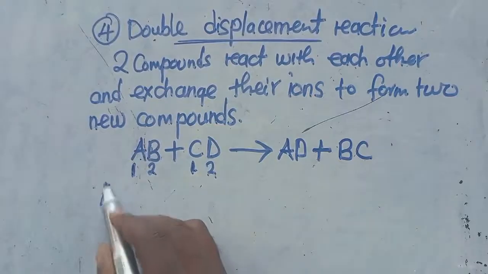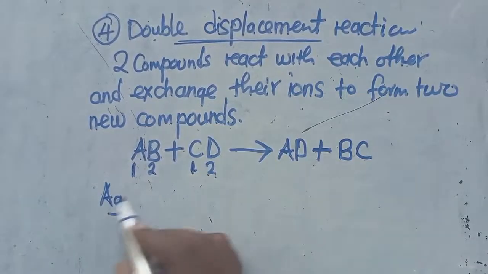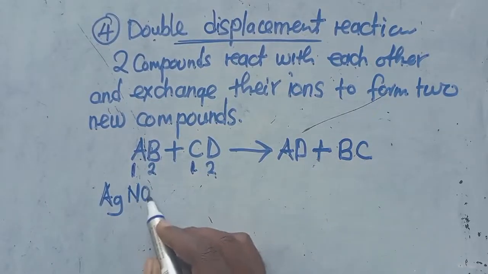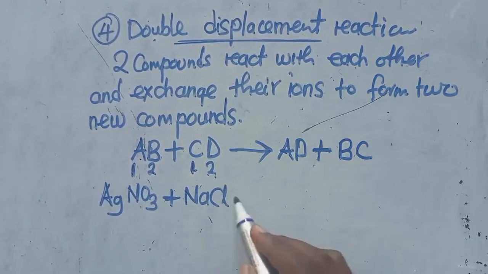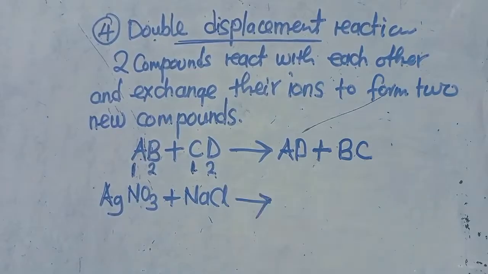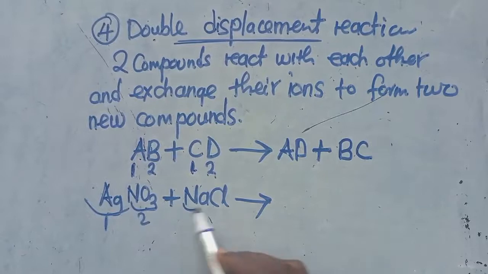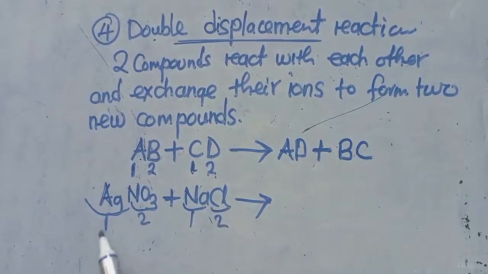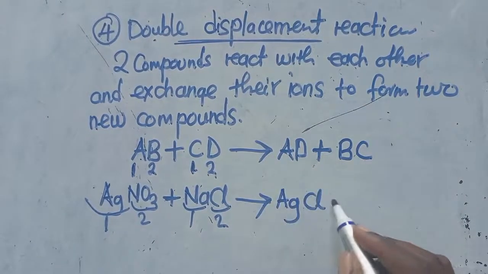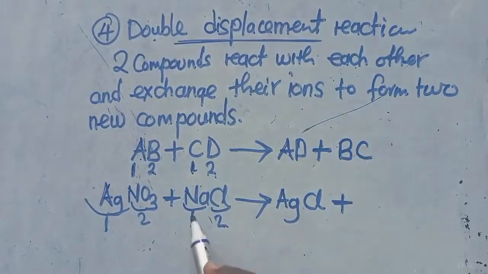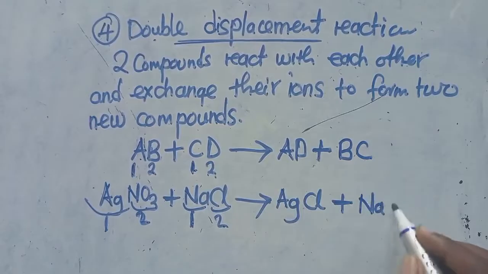For example, let's say you've got silver nitrate reacting with sodium chloride. What are we going to form this side? So, this is 1, this is 2. This is 1, this is 2. So the 1 here will react with the 2 that is here. So we are going to have silver chloride plus, we've got the 1 that is here reacting with the 2 here. That is what? Sodium nitrate.